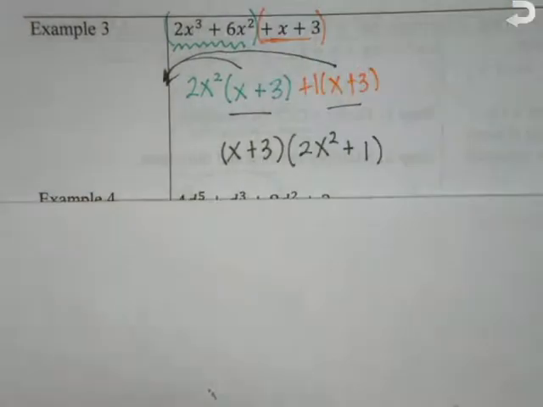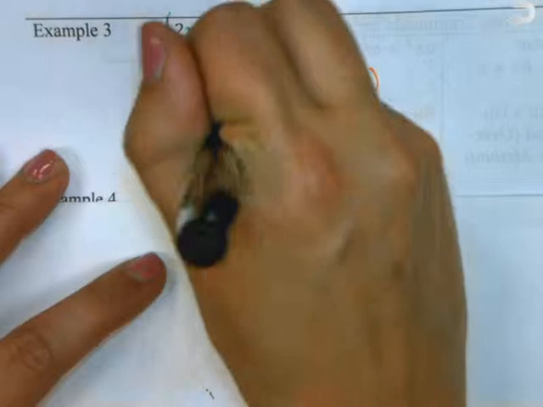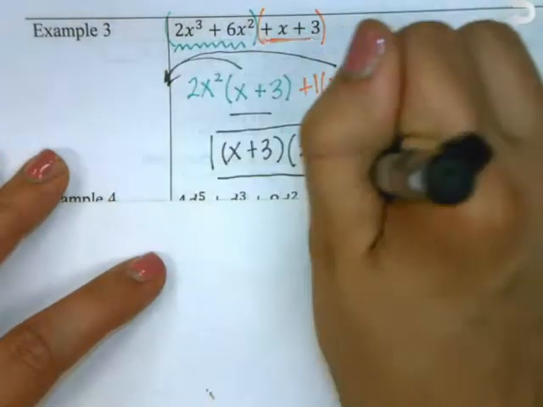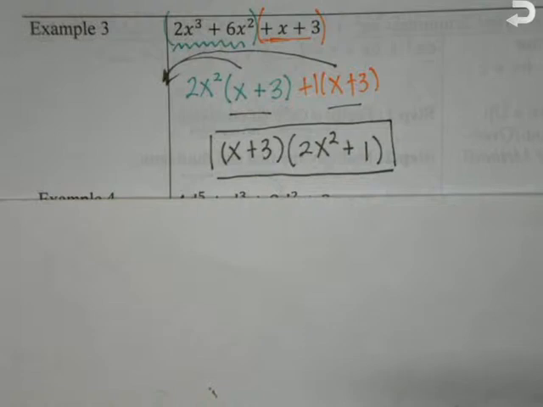The reason why it's plus 1 is because whenever I divide a number by itself, what do I always get? 1. And factoring out something is just like dividing. So factoring out an x plus 3 divided by x plus 3 leaves me with a 1. Okay, so that's where the 1 comes from.